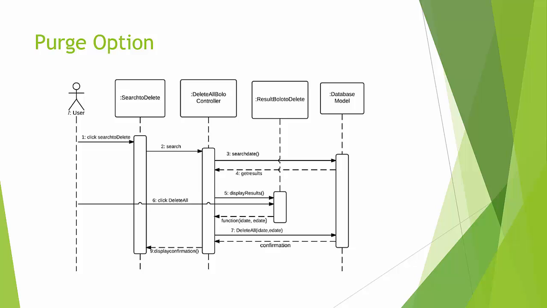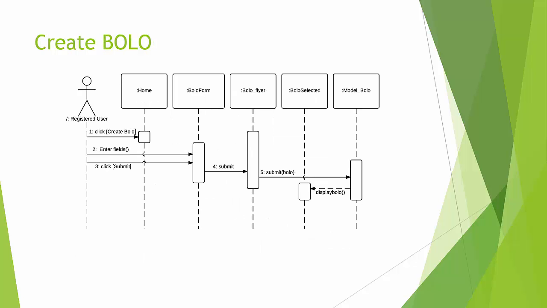This is the Purge Action sequence diagram. This functionality is similar to the archive sequence diagram because the actor needs to enter a time frame from 2, and the system will display all the BOLOs using that time frame in order for the user to be able to delete them. This result will only display the BOLOs that are already archived in the system. And at the end, after the user clicks on Delete All, the system will display a confirmation to the user.